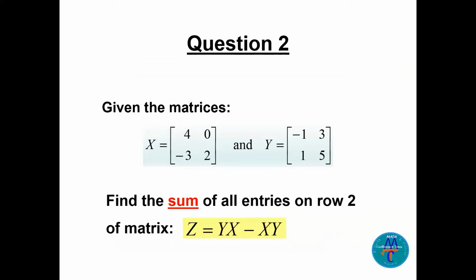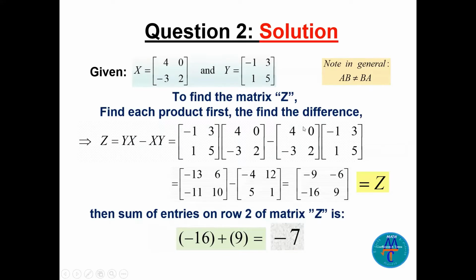Question number 2: given the matrices x and y, each one also 2 by 2, find the sum of all entries on row 2 of matrix Z. Z means yx minus xy. So what do we have to do? Multiply y times x, multiply also x times y. In general, these matrices are not the same. Then we subtract. This is Z. So we can find the sum of the entries on row number 2. So this is an easy question.